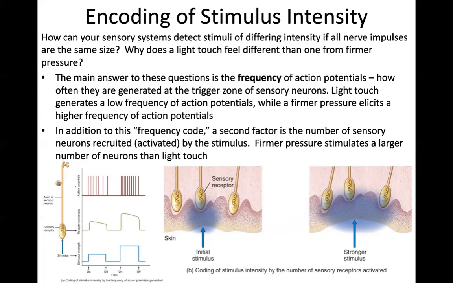Why does the light touch feel different than one from firmer pressure? Main answer to these questions is the frequency of action potentials. Frequency is referring to how often they are generated, so how often we fire the action potential. What we show in our little graph over here are 2 different stimulus intensities. The blue boxes down here at the bottom are showing you the strength of the stimulus. So this is weak compared to this that's really strong, which results in different sized receptor potentials.